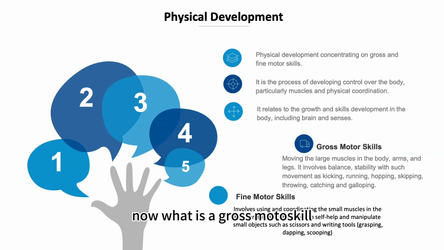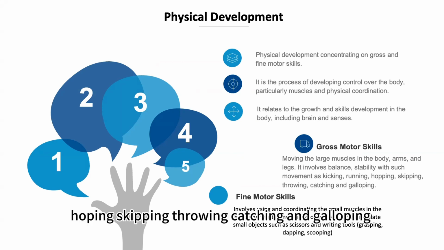Now, what is a gross motor skill? Gross motor skill involves movement whereby we move the large muscles in the body, like our arms and legs. It involves balancing and stability with movement, like kicking, running, hopping, skipping, throwing, catching, and galloping.